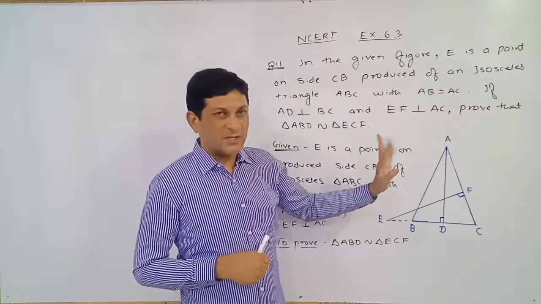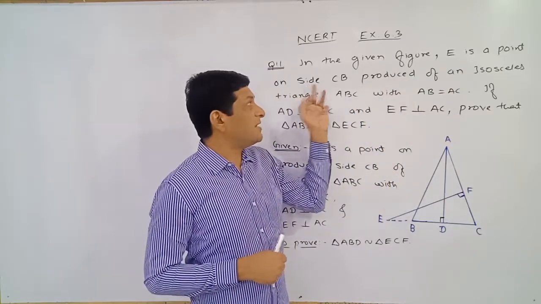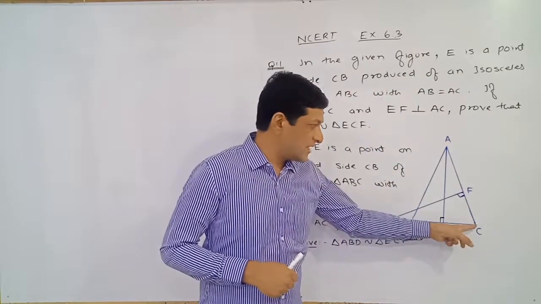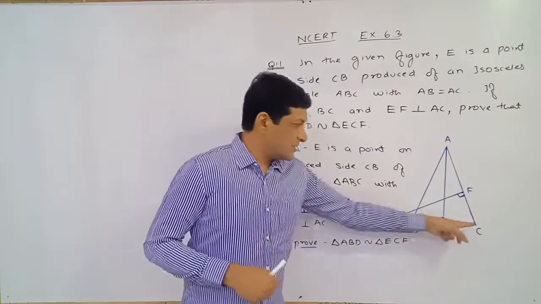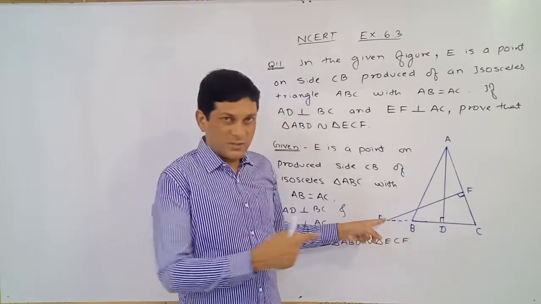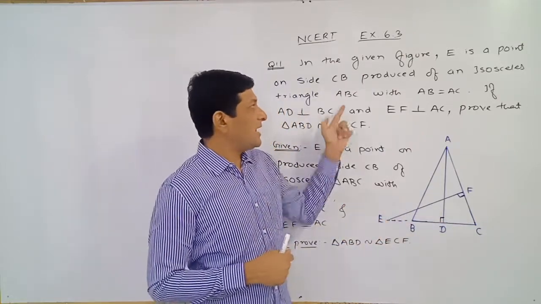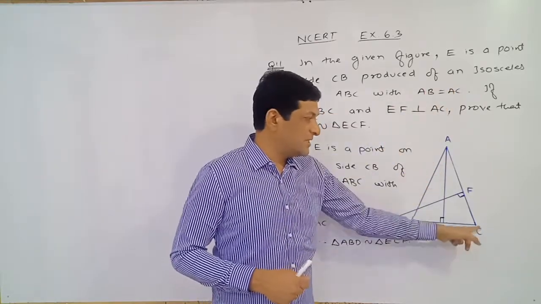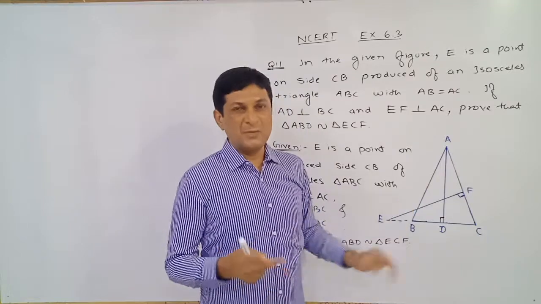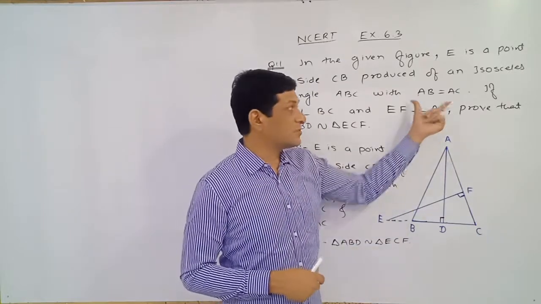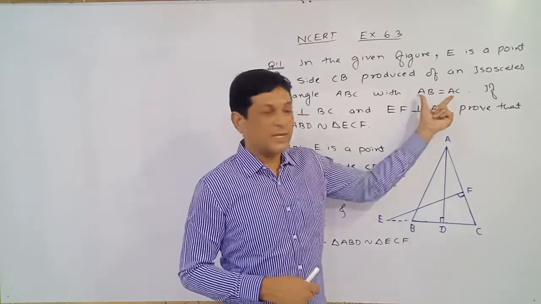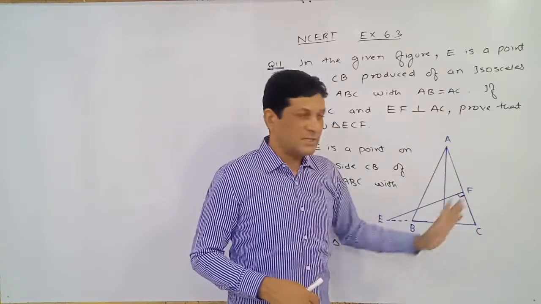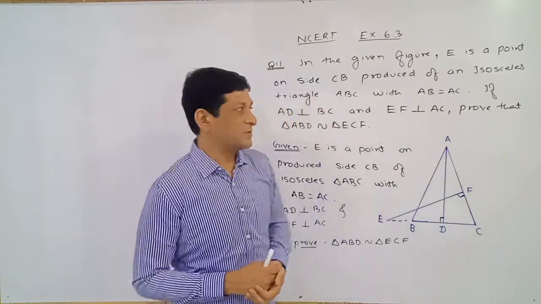In this example, it is given that E is a point on the side BC produced. The figure is already given. If you observe, E is a point on CB produced, and triangle ABC is an isosceles triangle, which means two of its sides are equal. Which two sides are equal? AB is equal to AC. That is also given to us.